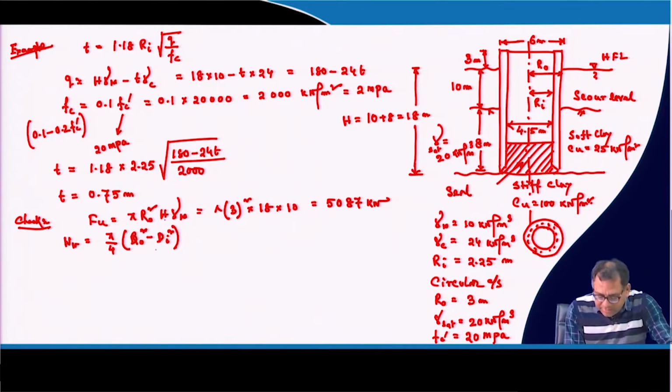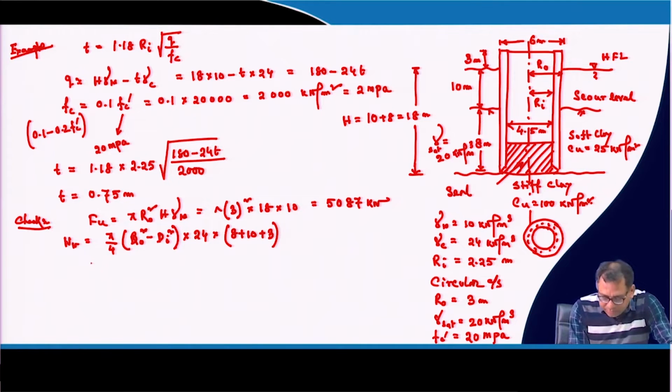Okay. That is the area of this solid portion, and then the unit weight of the concrete is 24, and then the length of this shaft. So, what is the length of this shaft? This is 8 plus 10 plus 3. So, the length of the shaft is 8 plus 10 plus this 3, so 21 meters will be the length of this shaft.